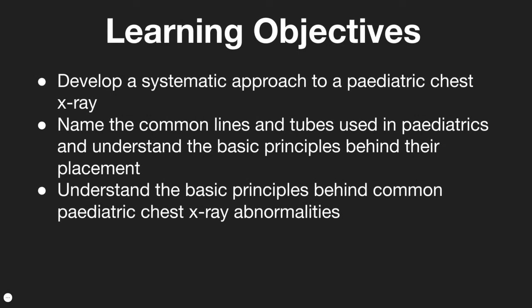By the end of this session, I would like you to have begun to develop a systematic approach to a paediatric chest x-ray, to be able to name the common lines and tubes used in paediatrics and understand the basic principles behind their placement, and to understand the basic principles behind common paediatric chest x-ray abnormalities. I will illustrate these principles using the images of a wide range of disease processes, but due to the nature and duration of this talk, I'm not going to go into any great detail about any single disease process, but hopefully the images and brief discussion will stimulate you to do your own private reading.